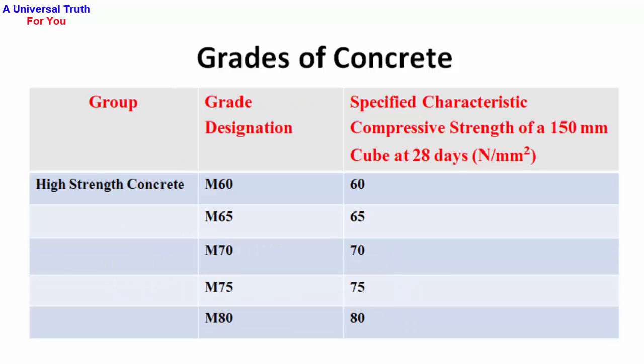So next group is the third group of high strength concrete. The grade designation in it is M60, which has 60 Newton per mm square characteristic compressive strength of 150 mm cube at 28 days. Next is M65, it is 65 Newton per mm square. M70, it is 70 Newton per mm square. M75, it is 75 Newton per mm square. M80, it is 80 Newton per mm square.